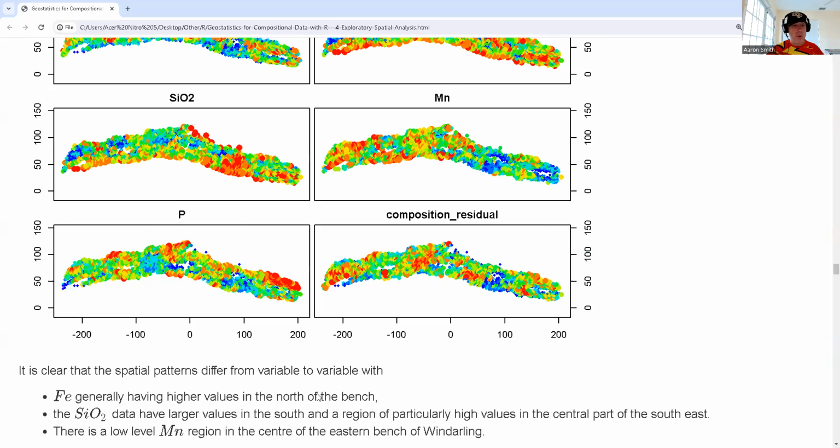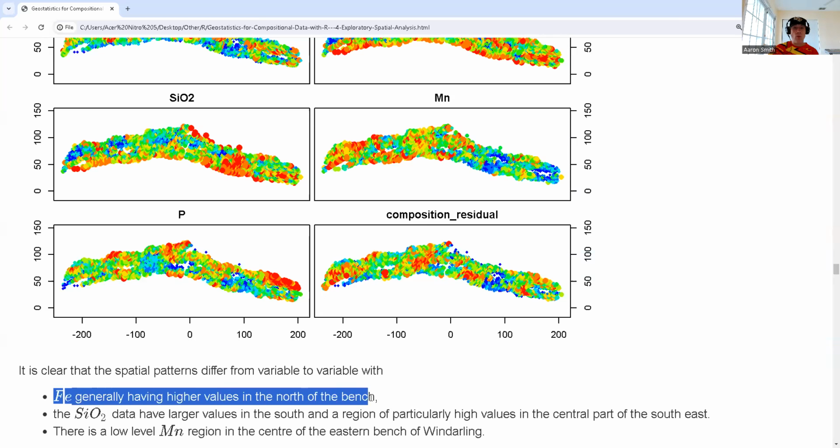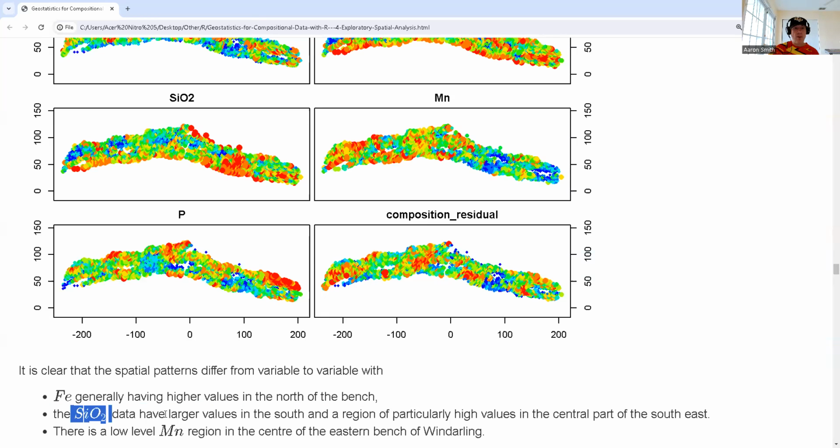All right, so it's clear from the spatial patterns that iron generally has higher values in the north. SiO2 has higher values in the south and a region of high value in that central part of the southeast. There is a low-level Mn region in the center of the east bench of Windarling, and like this part here.